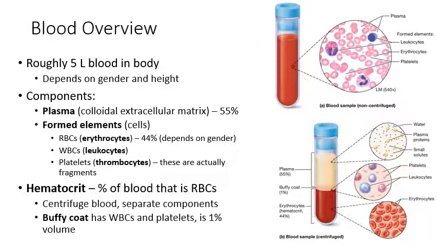We can measure the amount of red blood cells that you have in the blood using the hematocrit. The hematocrit is the percentage of blood volume that is accounted for by red blood cells. Whenever you're going to do that measurement, you need a blood sample, then you centrifuge it, basically spinning the sample at a very high speed, and that makes the components of the blood separate based on their density.